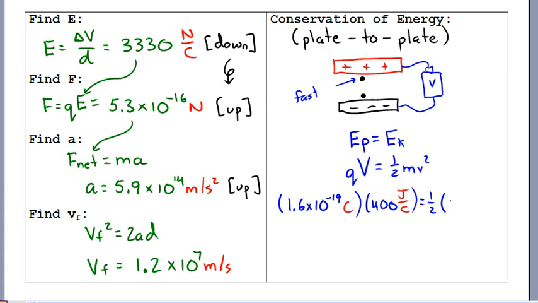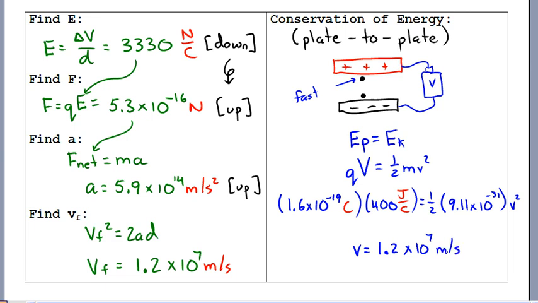So 1/2, make sure you grab the right mass. An electron is a lot lighter than a proton, so it's going to go really fast. So I got to grab that light mass, 9.11 times 10 to the negative 31, and then speed squared. So there are two v's in this equation, a capital V for voltage and a lowercase v for velocity. And that velocity ends up being, as we already know, 1.2 times 10 to the 7 meters per second.